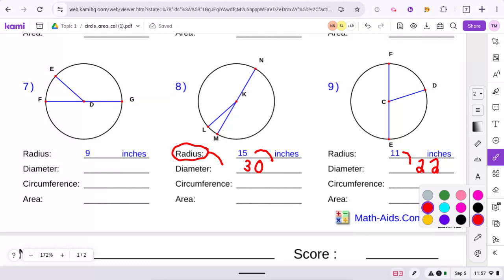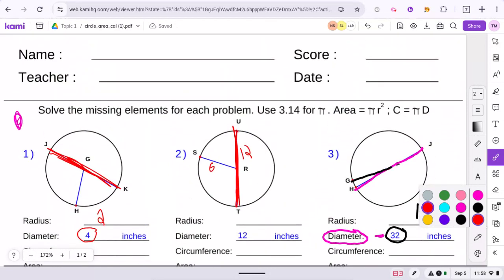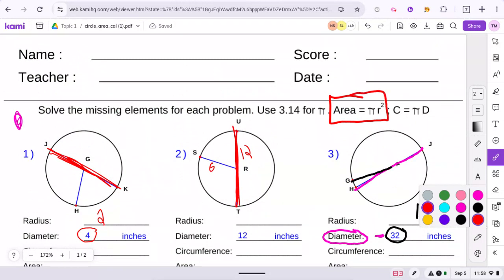Then from there, for the circumference and area, you should know the formulas. Remember, the area and circumference formulas are here. Area is pi r squared, and the circumference is pi times diameter.